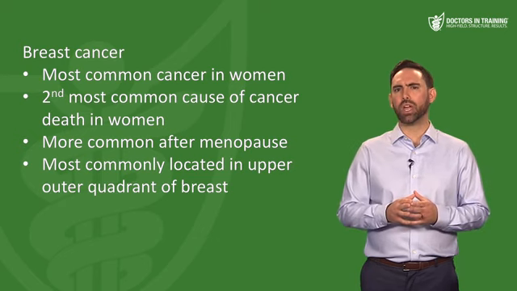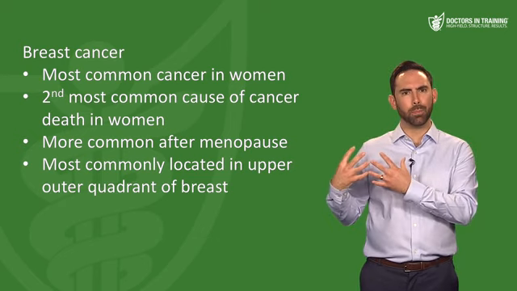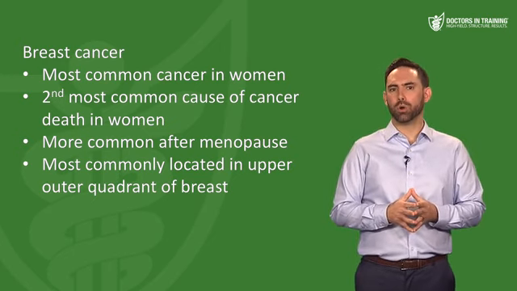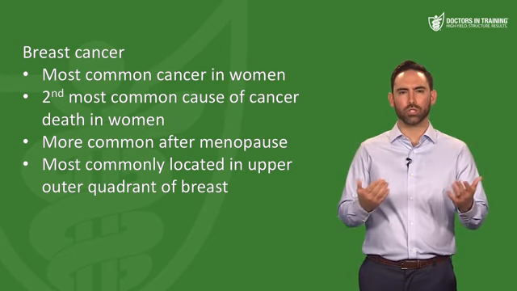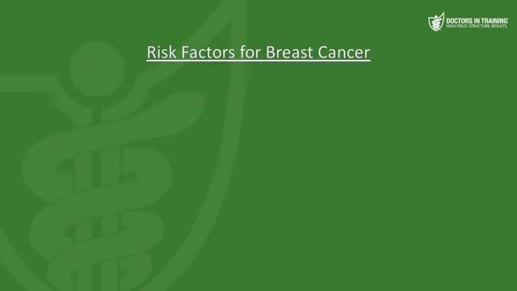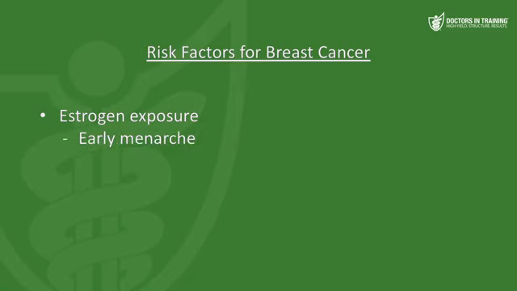The most common location of breast cancer is the upper outer quadrant of the breast, near the axilla. And the single most important prognostic factor is whether or not the lymph nodes are involved at the time of diagnosis. There are several important risk factors for breast cancer, but the main one is estrogen exposure. The more menstrual cycles a woman goes through, the higher her risk of breast cancer. So, an early menarche or late menopause are risk factors.